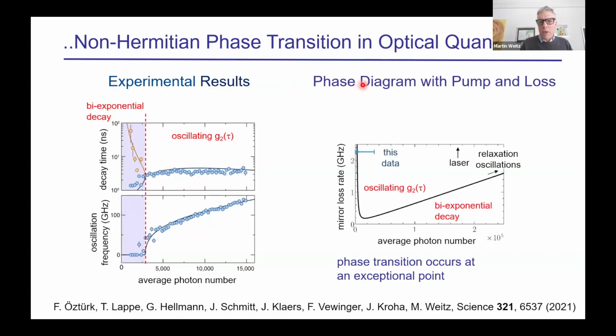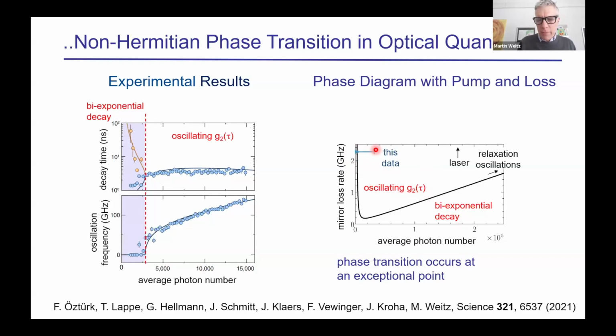And here you see a more detailed version of the phase diagram as a function of both the mirror loss and the average photon number. So here's the oscillation frequency, and here the oscillating second-order coherence, and here's the bi-exponential phase. And with this data here, we investigated this regime that's shown here in blue.